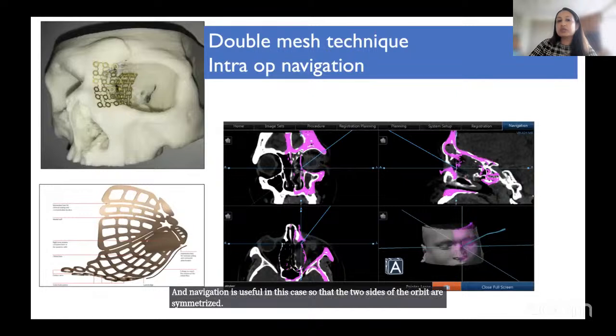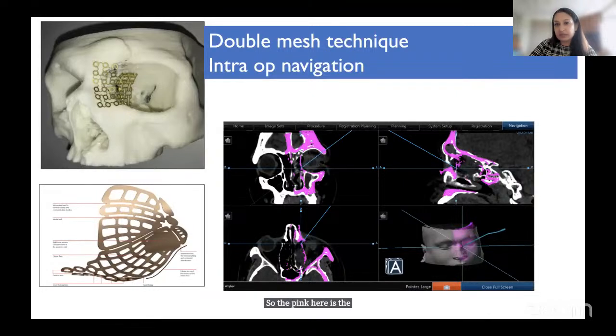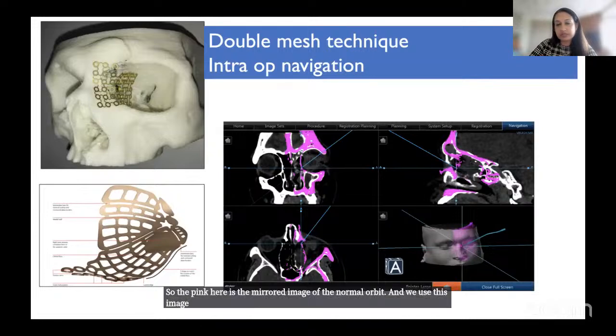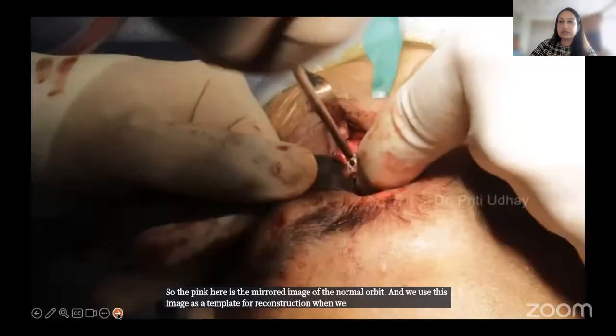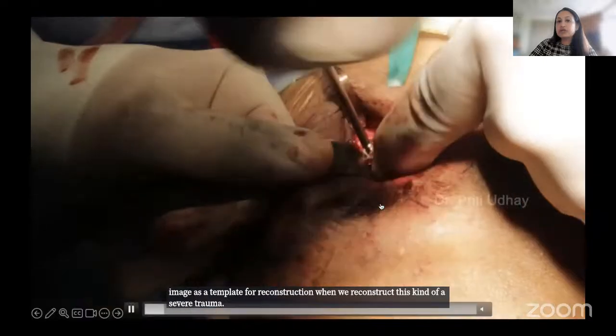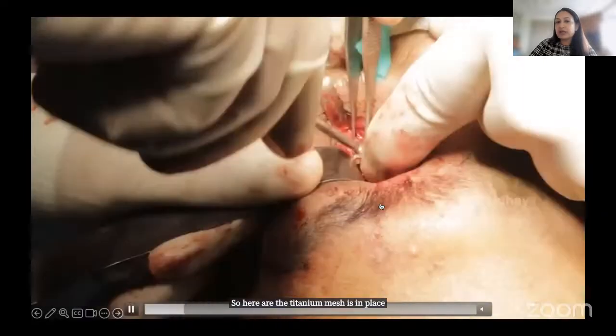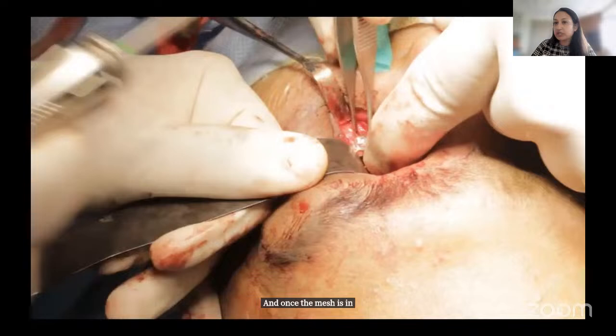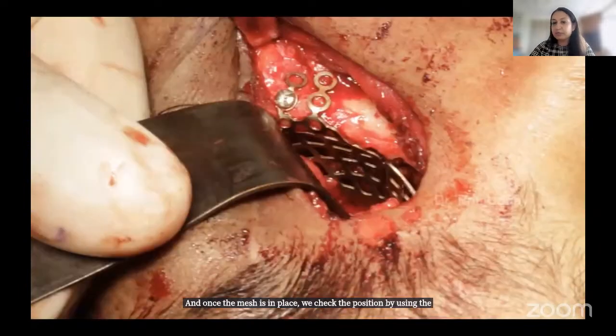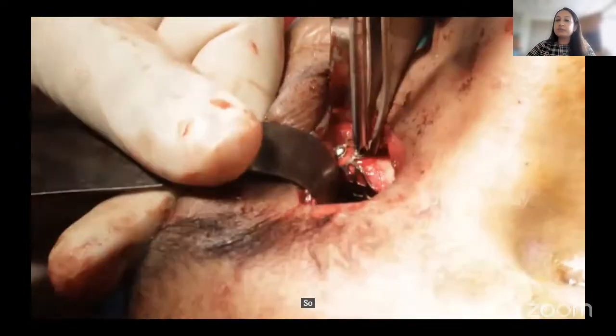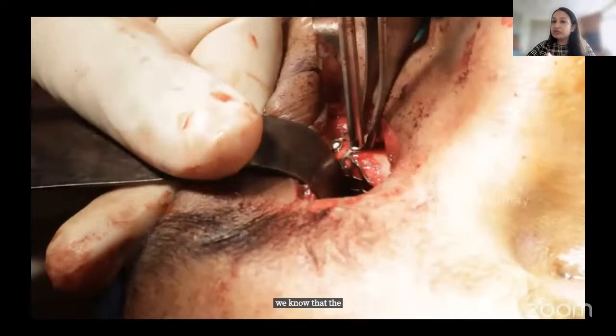So the pink here is the mirror image of the normal orbit. And we use this image as a template for reconstruction when we reconstruct this kind of a severe trauma. So here the titanium mesh is in place. And once the mesh is in place, we check the position by using the navigation probe, so that we know that the junction between the floor and the medial wall is correct.